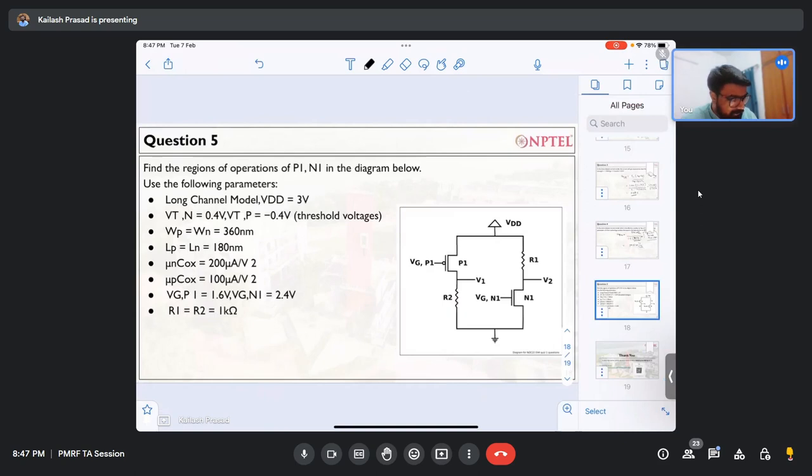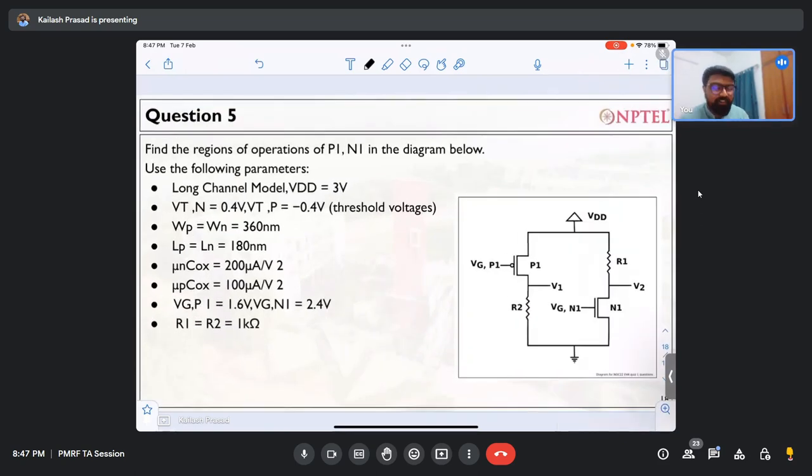See, the question is: find the region of operation of P1 and N1. So this is one transistor, this is the second transistor, and we have been provided all sorts of values. We have VDD equal to 3 volt, VTN 0.4, VTP equal to minus 0.4, WP, WN equal to 360 nanometer, and all sorts of values. Now the question is, how do we approach this question? Anybody wants to help me?